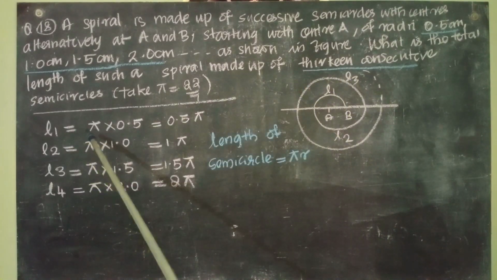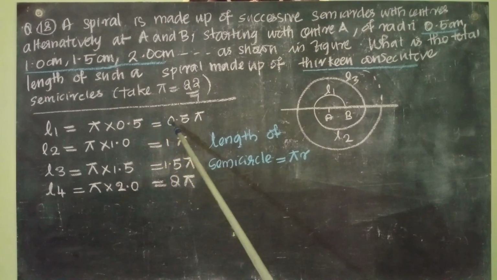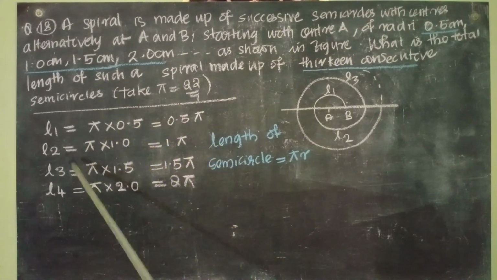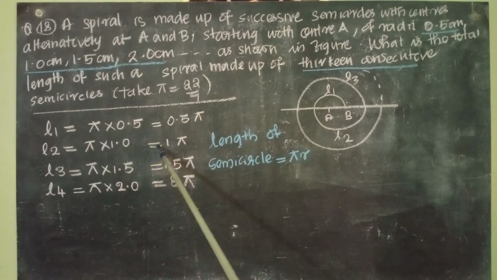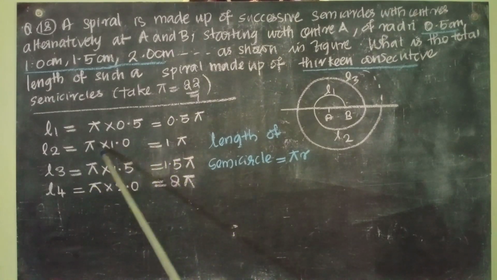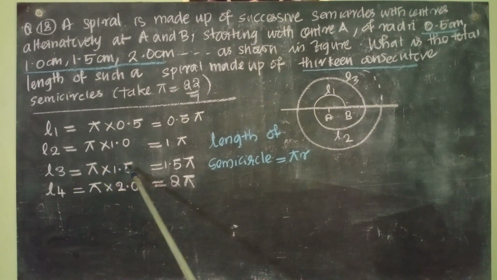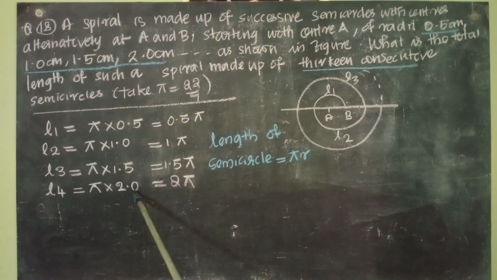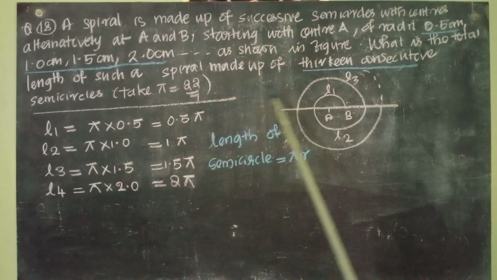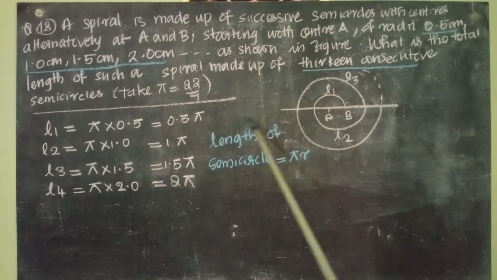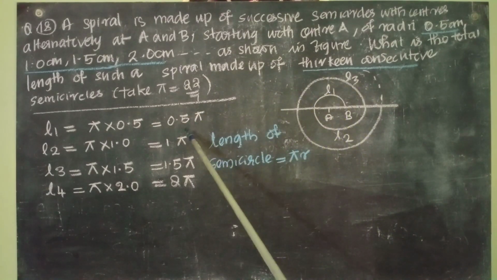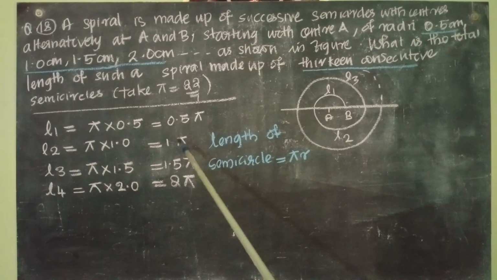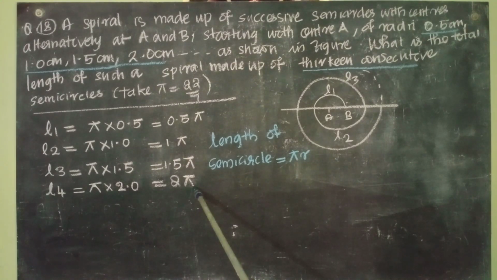So we get L1 equal to pi into 0.5, that is equal to 0.5 pi. L2 equal to pi into 1.0, that is equal to 1 pi. L3 equal to pi into 1.5, that is equal to 1.5 pi. L4 equal to pi into 2.0, that is equal to 2 pi. So we get an AP here. The AP is the length of each semicircle: L1 is the length of the first semicircle, L2 the second, L3 the third, L4 the fourth.